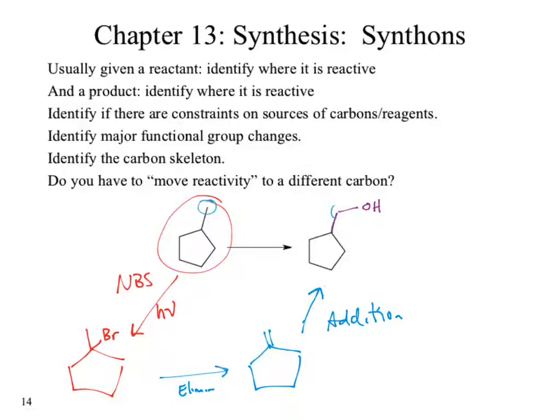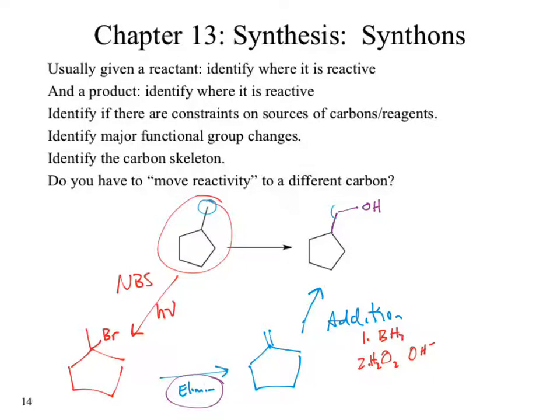Okay? Can we do an addition to go from here to here? Is that a single step? Yep. What have I added? Why BH3 and THF? I'm noticing a pattern. It's going to the least substituted. Okay. How do I do the elimination?